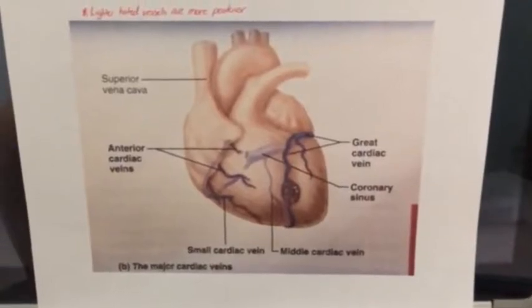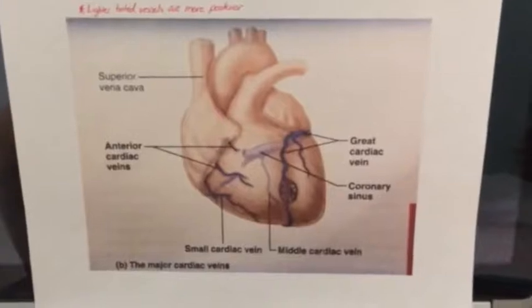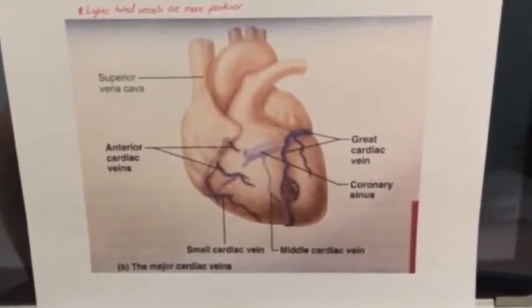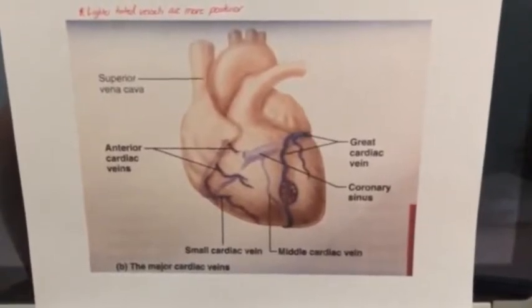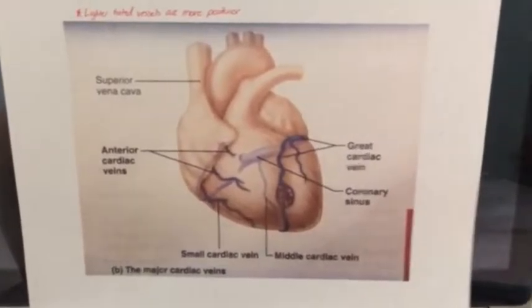Clinical problems regarding coronary circulation include angina pectoris, which is disruptive blood flow to the myocardium, as well as myocardial infarction, which is a heart attack. And the blood flow stops to an area of the heart, and that area of the heart dies.